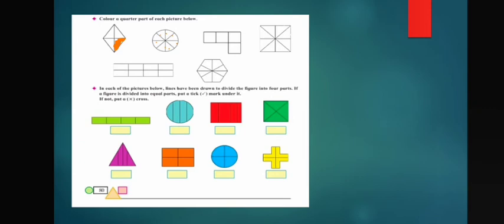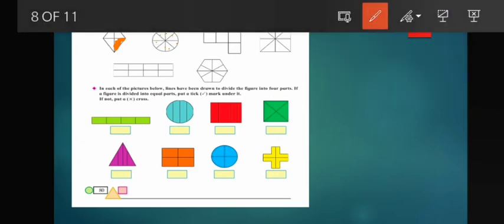So 1, 2, 3, 4, 5, 6, 7, 8. So there are 8 parts. Okay. So if there are 8 parts, here the quarter part is 2 parts. Okay, we will color 2 parts because when we divide 8 into 4 parts, you will get 2 parts. So 2 parts is the quarter part.